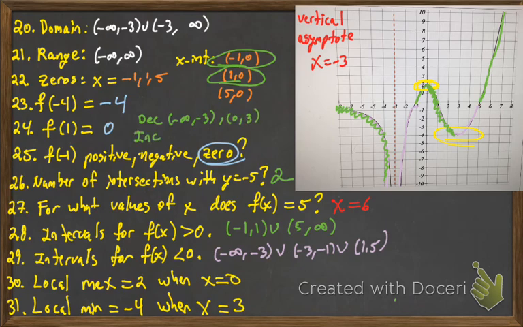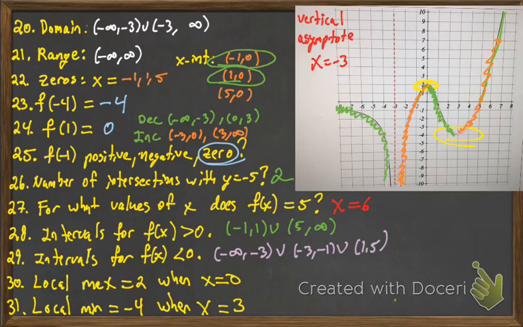And then where are we increasing? So we'll use a different color. Maybe we'll do the orange. We are increasing from -3 all the way up to 0. Again, I'm using the x's, not the y's. And then we're increasing from 3 all the way up to infinity along the x-axis.